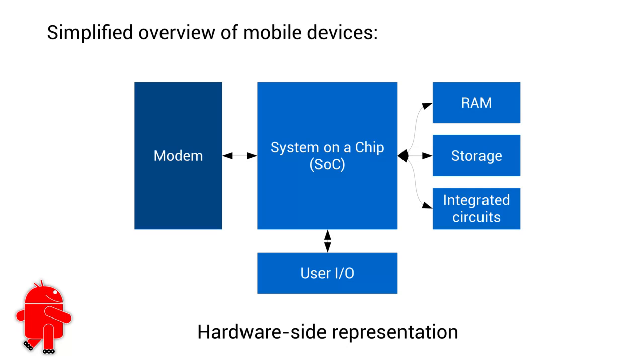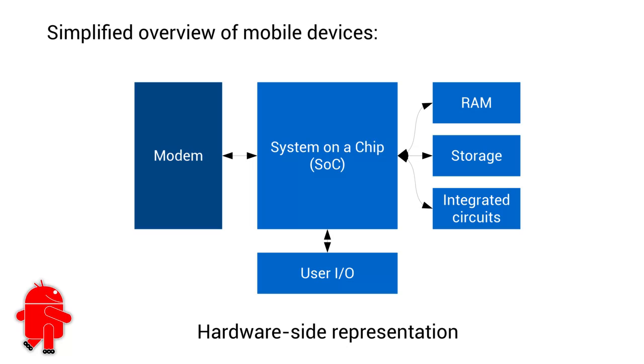So, in order to fully comprehend what's at stake regarding freedom on mobile devices, let's first take a look at this device's architecture. So we can simplify a mobile device the following way. First we have the modem, which is the component in charge of interacting with the telephony network, the mobile telephony network. It is usually connected to the system on a chip, which is the main processor of the device. That's usually what runs the big operating system.